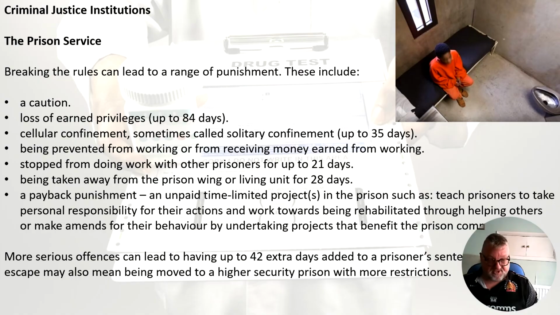More serious offences can lead to having up to 42 extra days added to a prisoner's sentence. So the governor has the power to add 42 days, 7 weeks, to a prisoner's sentence if they commit a serious offence. If they escape, the likelihood is they'll be moved to a higher security prison with more restrictions. So if you escape from a Cat C prison, you're likely to move to a Cat B or a Cat A prison, where it's higher security, there are more restrictions. So it's worth knowing what the rules are and what the punishments are within prison for breaking those rules.